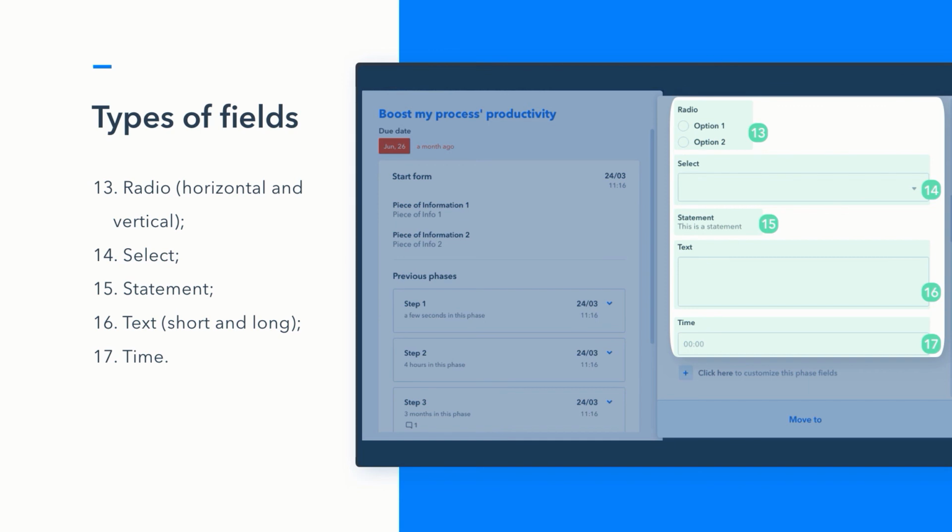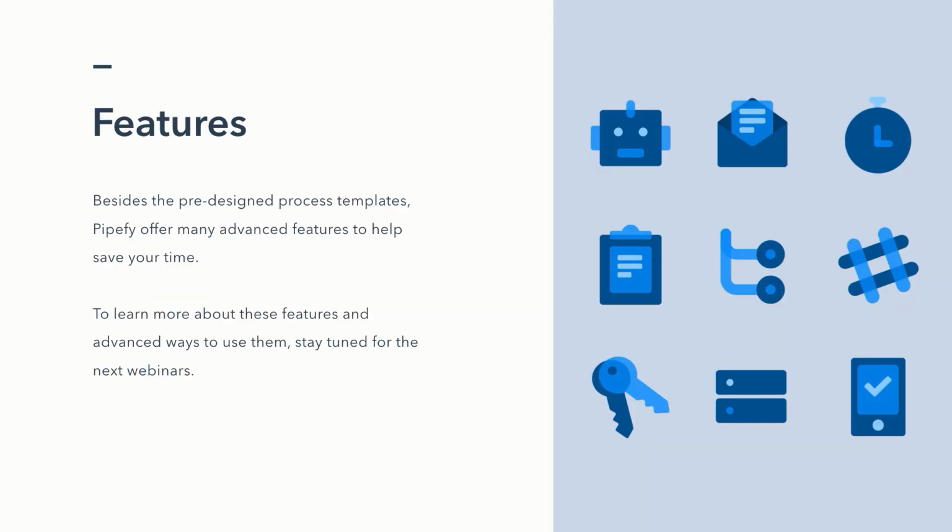And 17 is time. Besides the pre-designed process templates we mentioned before, Pipefy offers many advanced features to help save your time and improve the efficiency of your processes. Some of these features are automation, which we mentioned before, that enables you to automate some of your process activities, such as moving cards, creating connected cards, email templates that send automated emails with dynamic content, so you can keep your users updated on the status of their processes, SLA tracking, advanced reports, connections, integrations via Zapier and API, two-factor authentication, the database, and our mobile app.